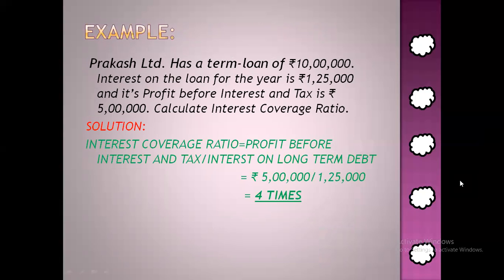Suppose a firm's long-term loan is 10 lakh, interest on loan is 1,25,000, and its profit before interest and tax is 5 lakh, and you have to calculate interest coverage ratio. So the formula is profit before interest and tax divided by interest on long-term debt. So it is 5 lakh divided by 1,24,000, and this will be 4 times.